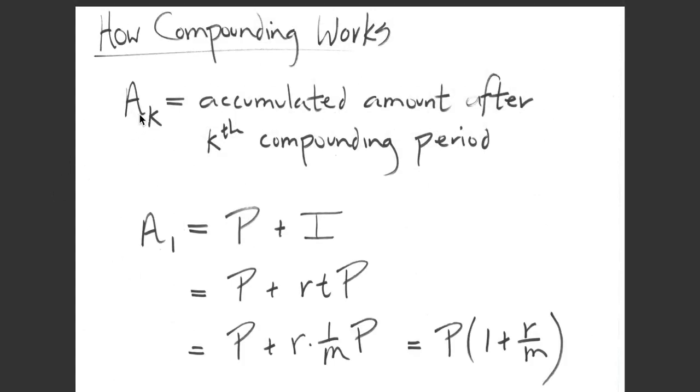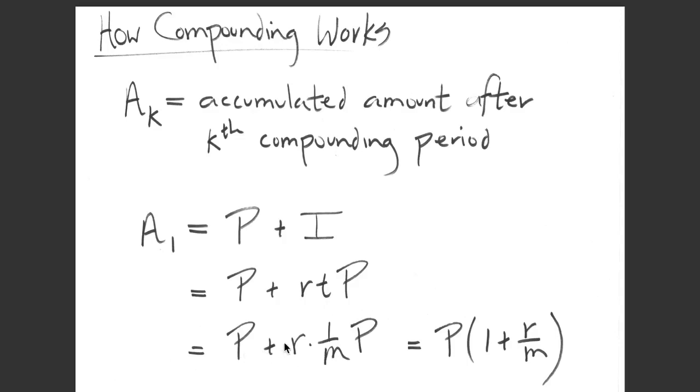Let's denote by A sub k the accumulated amount after the kth compounding period. And so A sub 1 would be the accumulated amount after the very first compounding period. So that would be your principal plus your interest. Now the interest is given by our simple interest formula: the interest rate times the time that the interest is being computed times the principal. But remember, for compound interest, the t is 1 over the compounding frequency. So t is 1 over m.